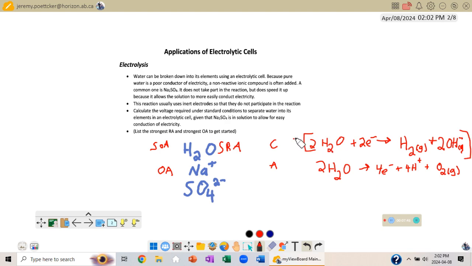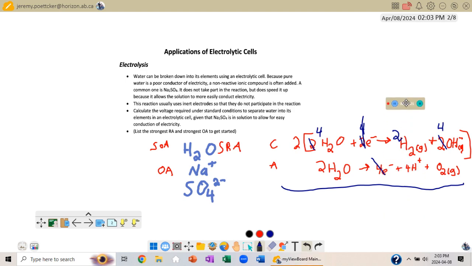4 electrons there and only 2 at the cathode, so we need to multiply everything here by 2 so that my electrons balance. So it means I have 4 H2Os and 4 electrons and 2 hydrogen gases and 4 OHs. All right, now I add these 2 reactions together. My electrons cancel. I have 4 plus 2 is 6 H2Os on the left side. And I'll write it out. You'll normally not write it quite the way I'm going to do it, but I'll show all my work just so you can see what goes on here.